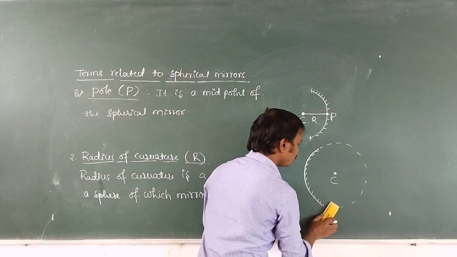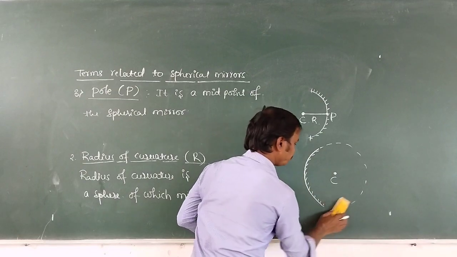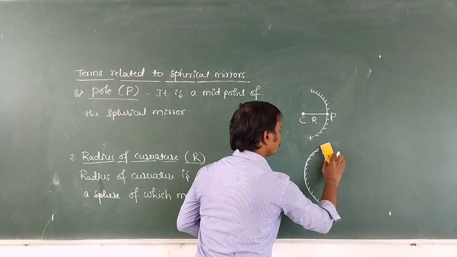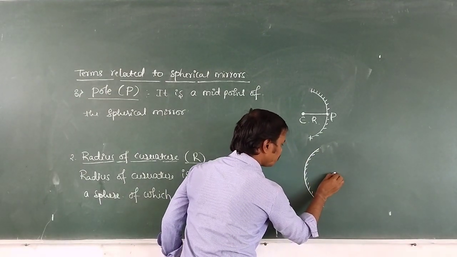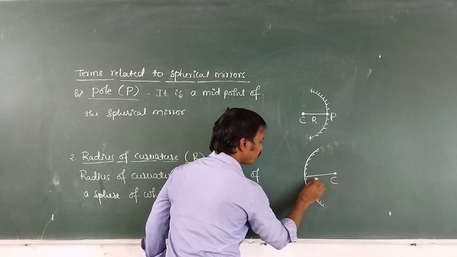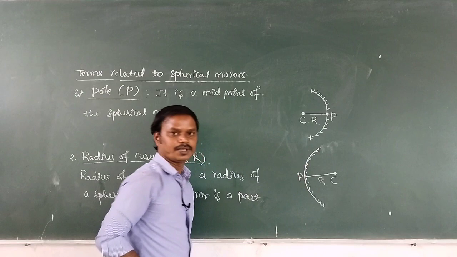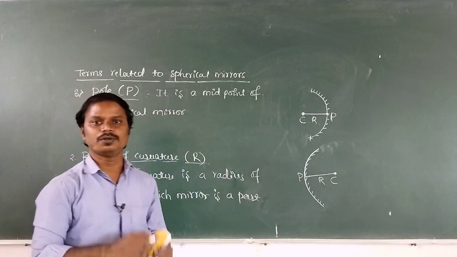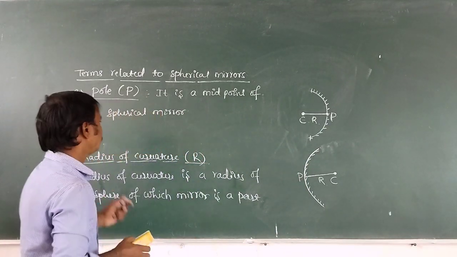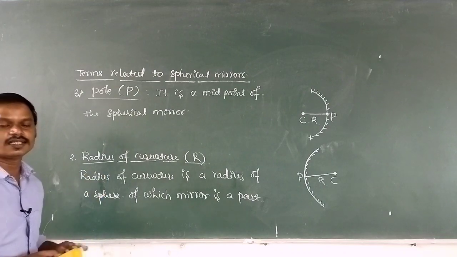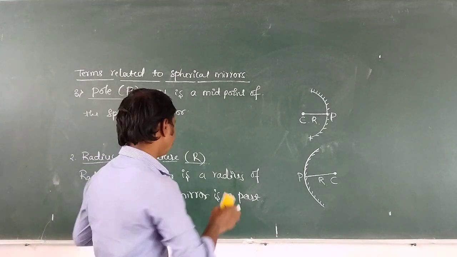It is the center of the sphere. Then the radius of curvature of the convex mirror can be taken as capital R, and the midpoint of the convex mirror can be taken as P. That P is called the pole of the spherical mirror. So the next term is the principal axis.